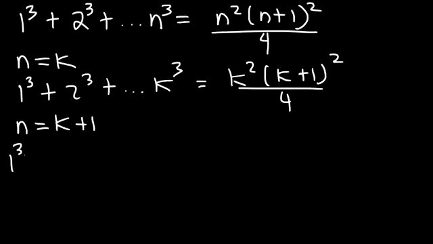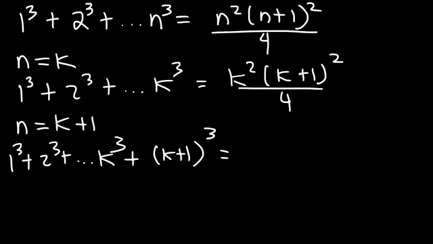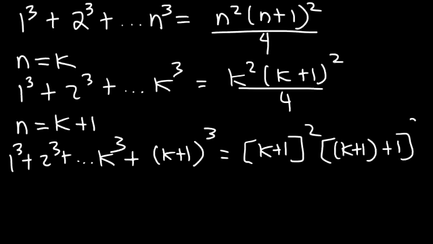So we're going to have 1 to the third plus 2 to the third, and then k to the third. The next term after k is k plus 1. Now on the right side, everywhere you see a k, replace it with k plus 1. So this is going to be k plus 1 squared, and then replacing this with k plus 1, that's going to be k plus 1 squared divided by 4. Now we need to prove that the left side of the equation is the same as the right side of the equation.